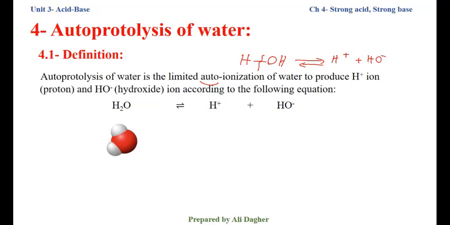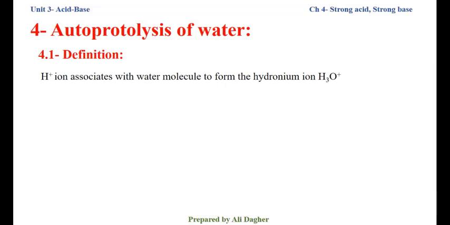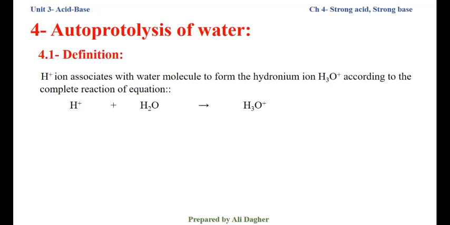The water molecule ionizes to give hydrogen ion and hydroxide ion. Hydrogen ion does not remain as H+ in water. It associates with a water molecule to form the hydronium ion H3O+, according to a complete reaction. H+ plus H2O gives H3O+. The hydrogen ion associates with a water molecule to give the hydronium ion H3O+.